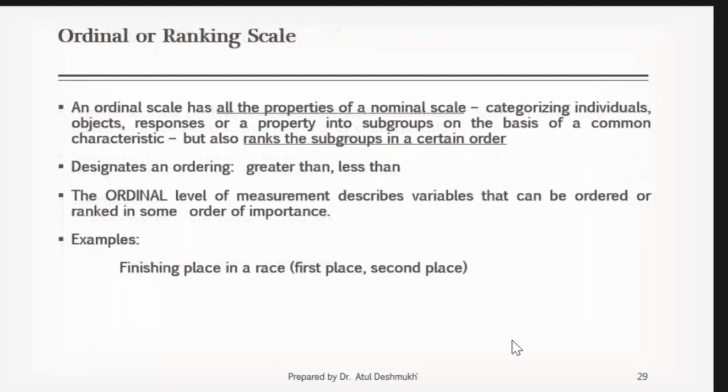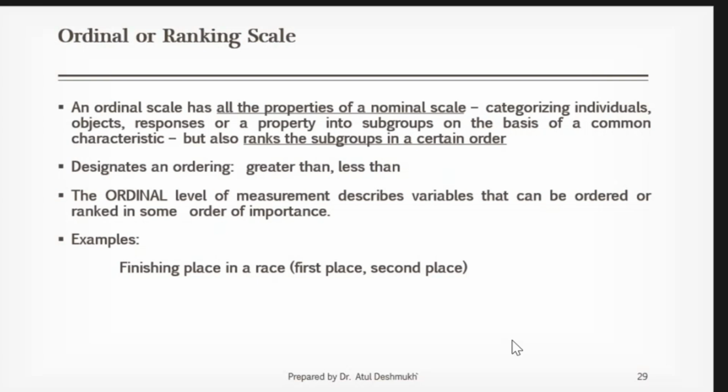Now we are moving to the next level. Nominal scale was the basic scale, just a classificatory scale. Now suppose I am conducting a test for you, a test of 100 marks. The topper scores 84 marks, and suppose there are 40 people, so the first rank scores 84 marks and the 40th rank scores, suppose, 40 marks. All others will fall between 84 and 40. Means there is an order.